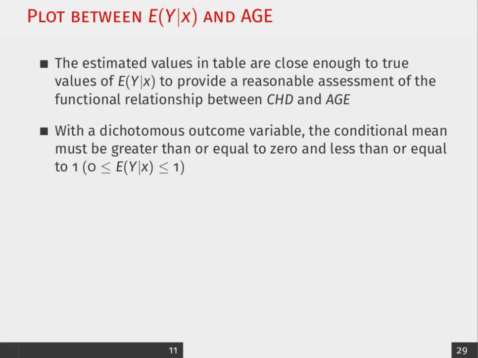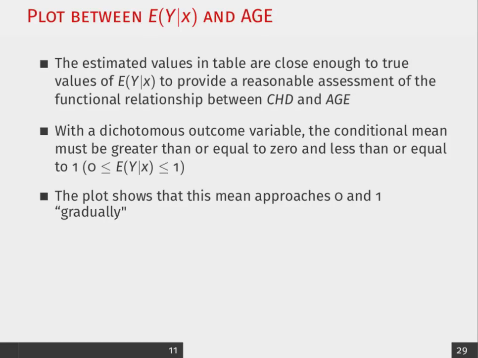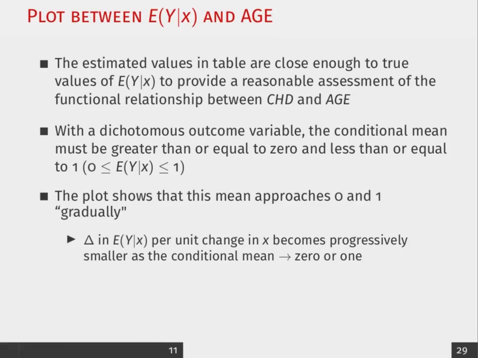This is nice because the conditional mean, right, has to be greater than or equal to 0, and it's got to be less than or equal to 1. So this is necessarily going to bound our predicted values between 0 and 1, which is nice because our outcome is between 0 and 1. This is something that we would not have gotten if we used OLS. Again, what's also nice about this is that the plot is showing the conditional mean approaching 0 and 1 gradually, right, as we run along our continuous variable of age.